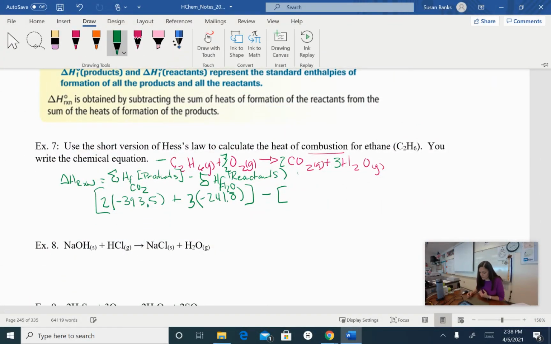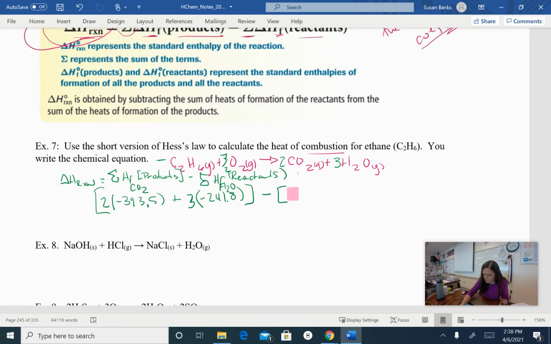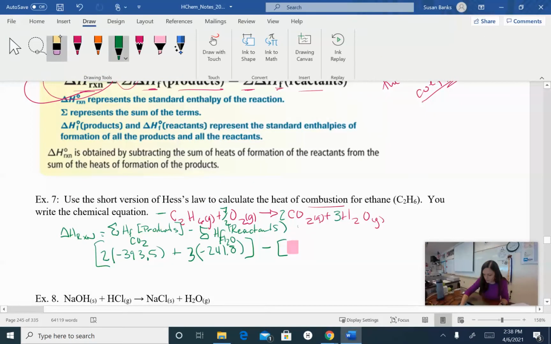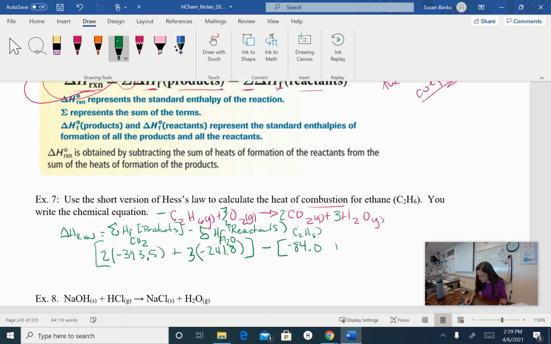Let's get back to my pen. So I've got negative 84.0 for my ethane. And I can also do 7/2 times 0 for my oxygen.